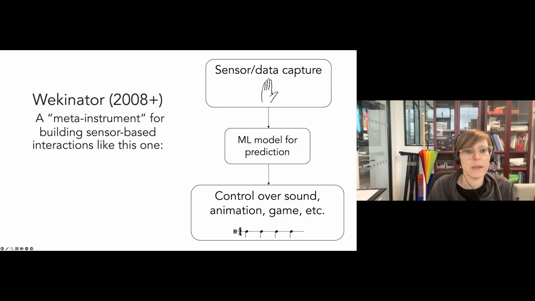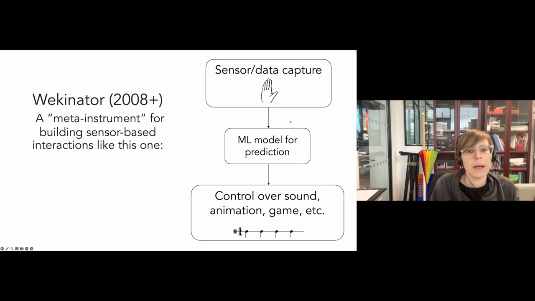The idea here is that we're building this model for prediction, and there are inputs coming into this model in real time. If you're building an instrument, these inputs probably come from some sensors or some kind of data capture mechanism. Then the output from your model is sent to some kind of control over sound, or maybe animation or a game engine. But if we're making an instrument, this is quite concretely being sent to something like MaxMSP, SuperCollider, ChucK, or Ableton, where it's used to tweak the parameters of how sound or music is played or generated.